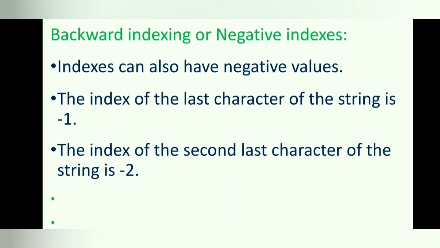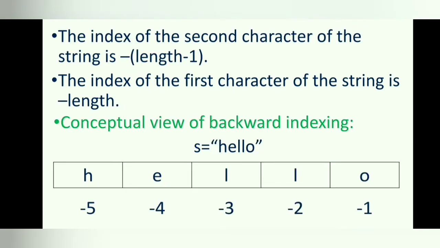Backward indexing or negative indexes. Indexes can also have negative values. The index of the last character of the string is minus 1. The index of the second last character of the string is minus 2. The index of the second character of the string is minus length plus 1. The index of the first character of the string is minus length.